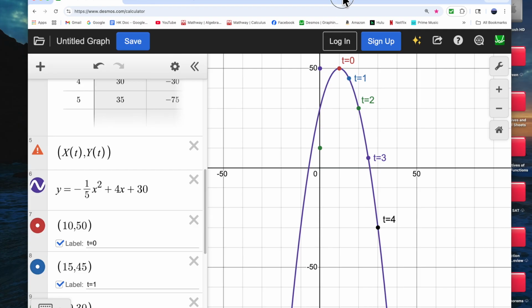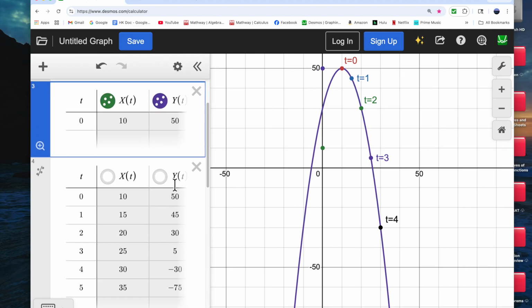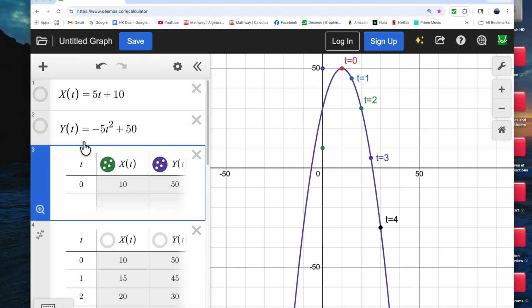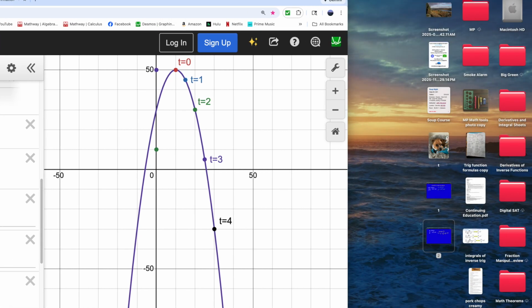Now what did we do in part 2? In part 2, we found another system of parametric equations that converged to this same rectangular coordinate equation. So let's bring that up.